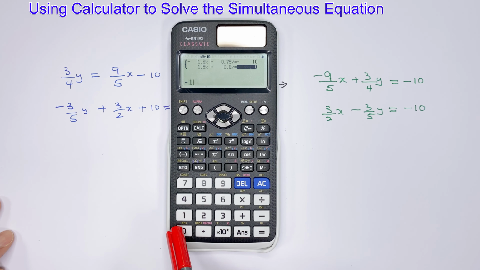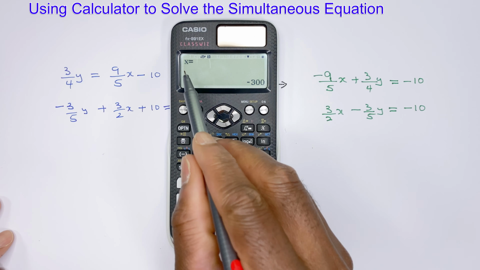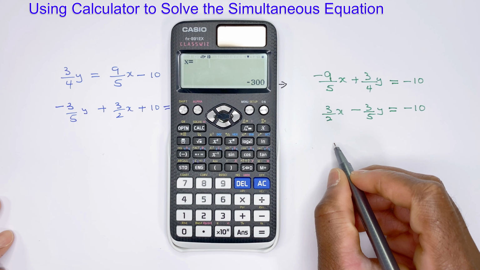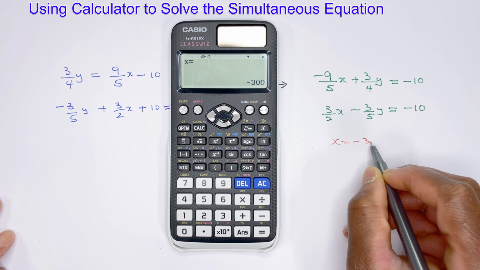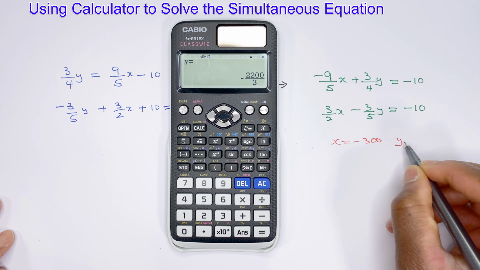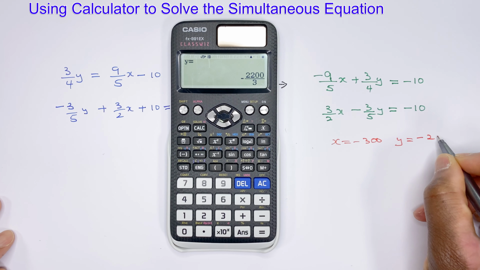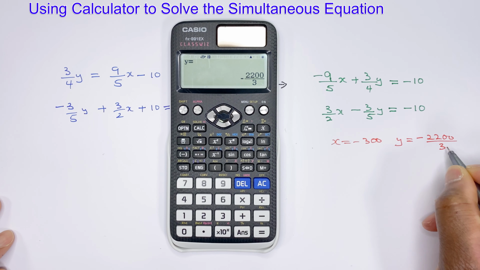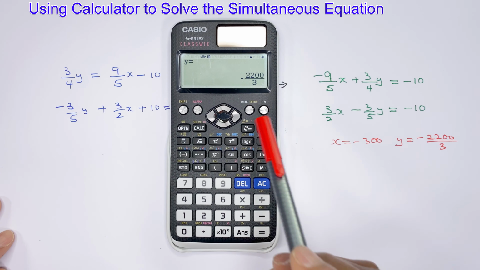Then if you press equal now, it will give you the x value. So that's your x equals minus 300. And then the next equal sign that you press will be your y value, and your y equals minus 2200 over 3. And that's how you use the calculator to check.